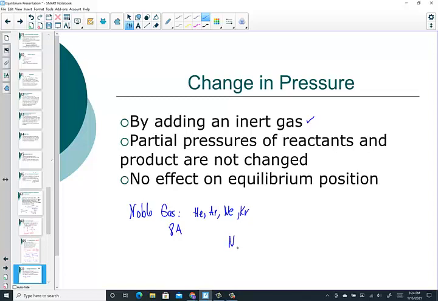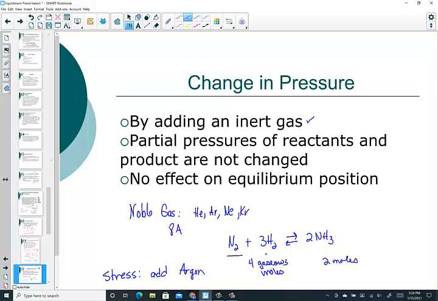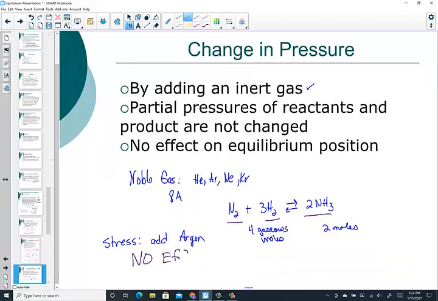So for instance, just to go through the Haber process again, I show you this balanced equation, all gaseous phases of matter, 4 gaseous moles on the left, 2 gaseous moles on the right, and I add an inert gas. So let's say the stress is I add argon. Notice that there is no argon anywhere in this equation. It's not a reactant, it's not a product. Therefore, it will have no effect on the established equilibrium. It'll change the pressure of the reaction vessel, but it doesn't shift the equilibrium because it's not a reactant or product. So no effect by adding an inert gas, a gas that doesn't partake in the actual chemistry of the system.